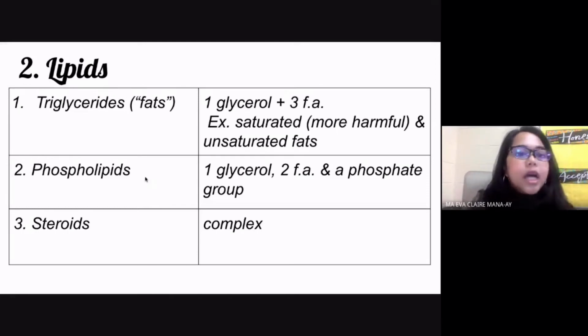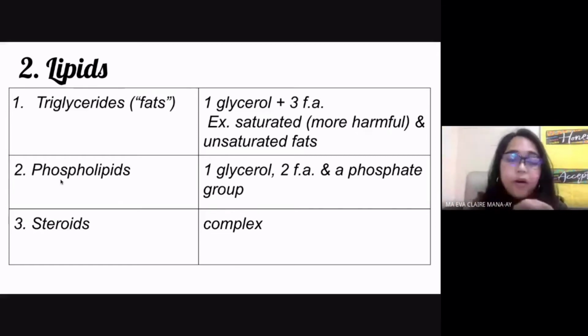Now, another type of lipids that you have here would be your phospholipids. From the name, of course, it suggests that this is a combination of phosphate groups and lipids. So as you can see here, you have one glycerol and two fatty acids. That's the monomer of your lipid. Your lipids would always have one glycerol and two fatty acids. And added to that, it has a phosphate group, and so you call this your phospholipids, a lipid and a phosphate group.